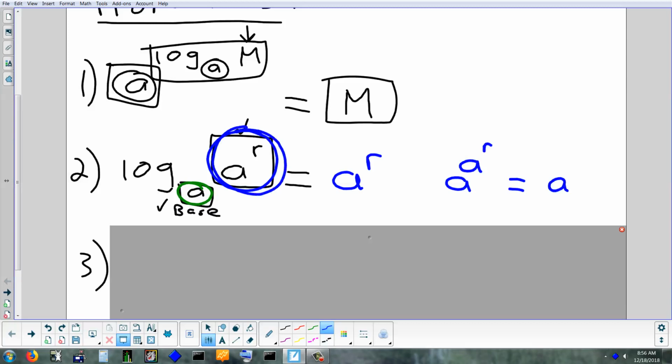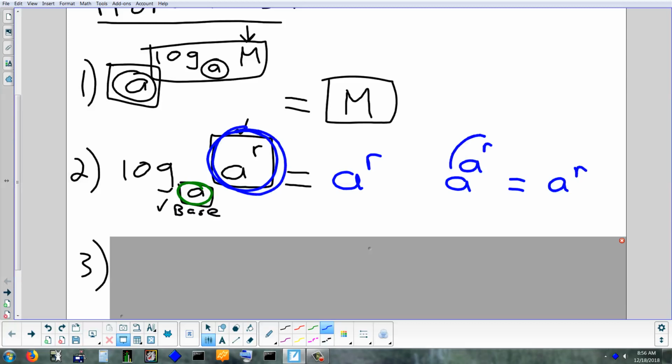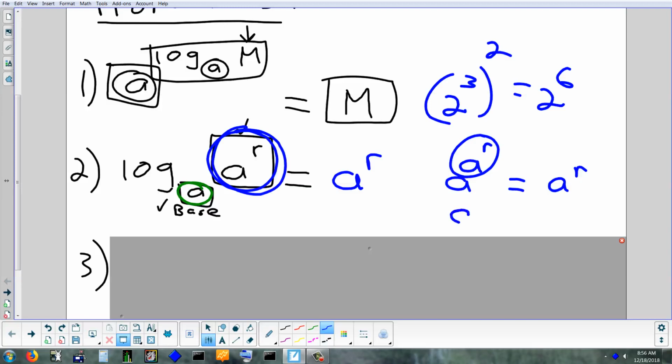A to the r. Now, you can simplify that because when you have a power to a power, you multiply the two together. That's a power, that's another power. It's kind of like having 2 cubed squared, which would mean 2 to the 6th. So this is a to the ar, right? I multiplied those two together, equals a to the r. Are those two things the same? A to the ar equals a to the r? No, they're not the same. So that's why it can't be that. Because if you change it, it just doesn't work.